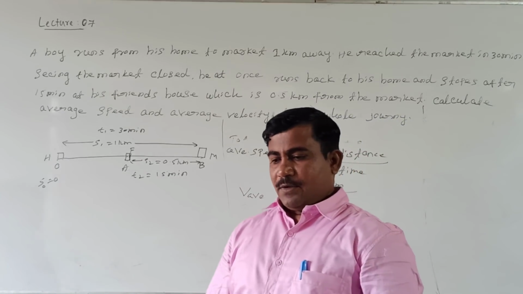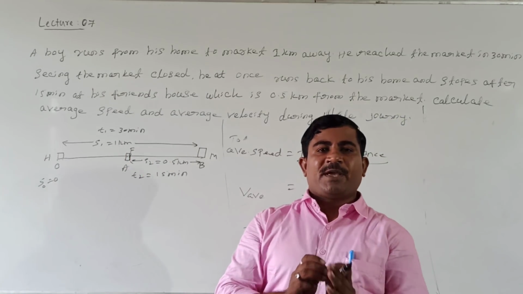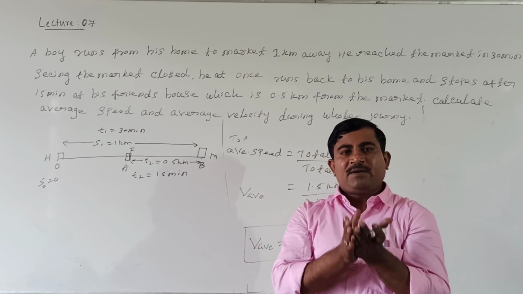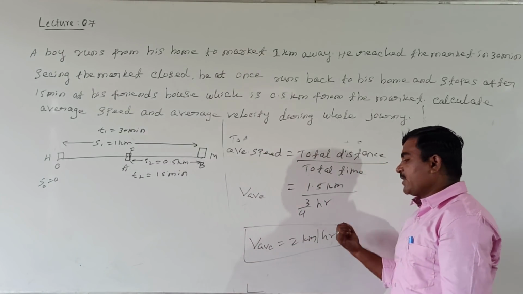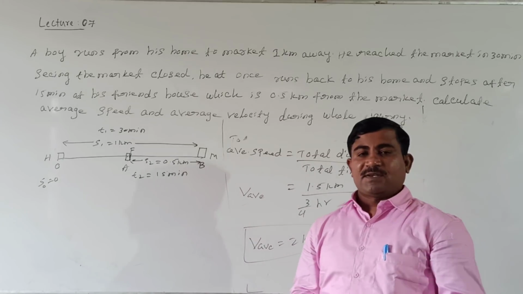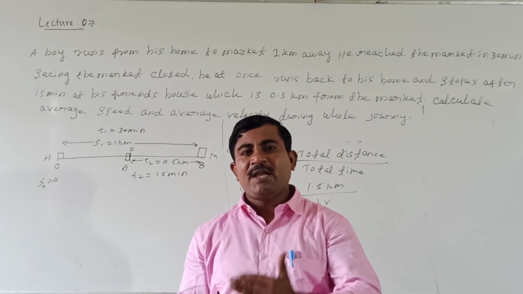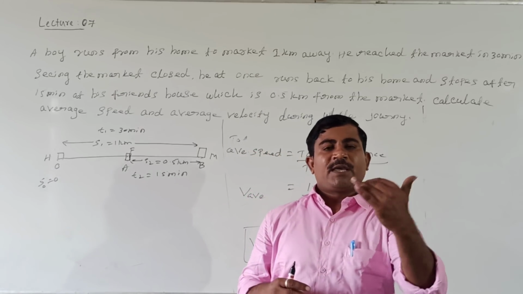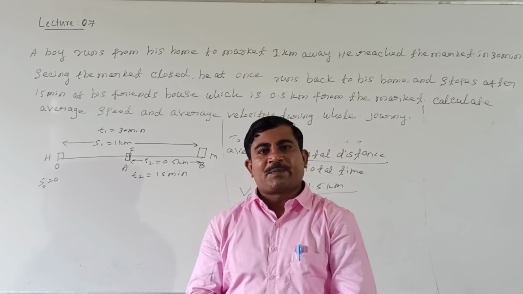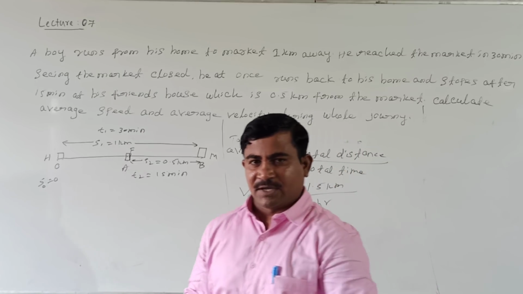I mean the velocity of the body is 0.67 kilometer per hour and the average speed of the body is 2 kilometer per hour. This is how to take an example and solve for average velocity and average speed. We will give a few numericals on average speed and average velocity. Just solve them.